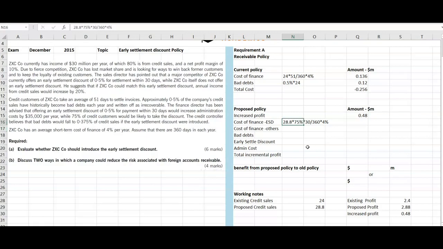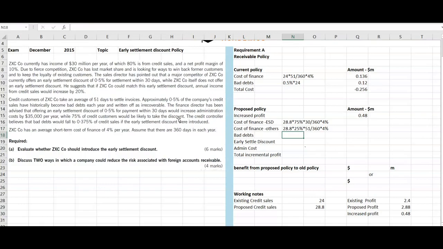So if 75% are accepting this, what do the remaining people do? So for the remaining people, we have to again calculate their finance. So 25% of the credit customers are not going to accept this. So how many days will they take? As per this problem or any problem, if only a certain set of people are going to accept the 30 days policy, the other people are assumed to follow the old policy of 51 days. Okay, so that's about the interest.